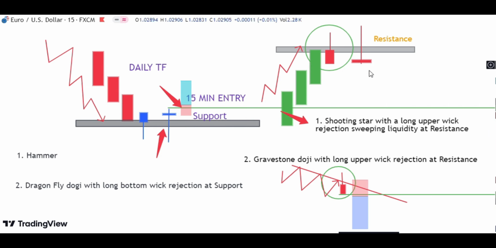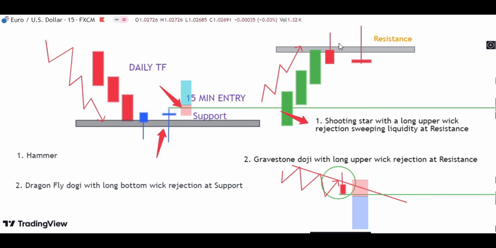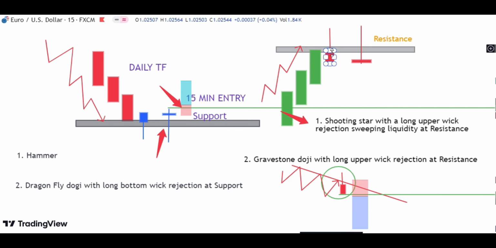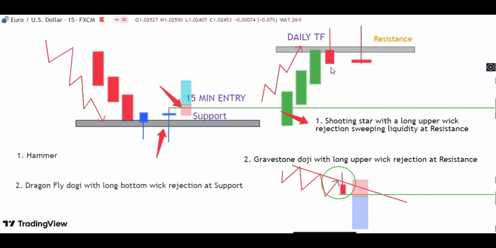So let's go back to our first example up here. First illustration, this same candle is here. This is a shooting star. When you see this shooting star at resistance, this indicates aggressive selling pressure. As you can see, a long wick at the top, sweeping liquidity above resistance, and you can see it closes inside or below the resistance. Once this happens on a daily time frame, now you will go to your 15 minutes time frame the next day, and you mark out the low.